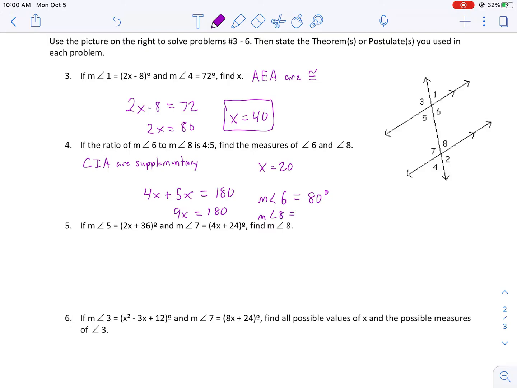And the measure of angle 8 is equal to 5 times 20 using this, which is 100 degrees. And that makes sense because they add up to 180, which we knew they had to because they're supplementary.